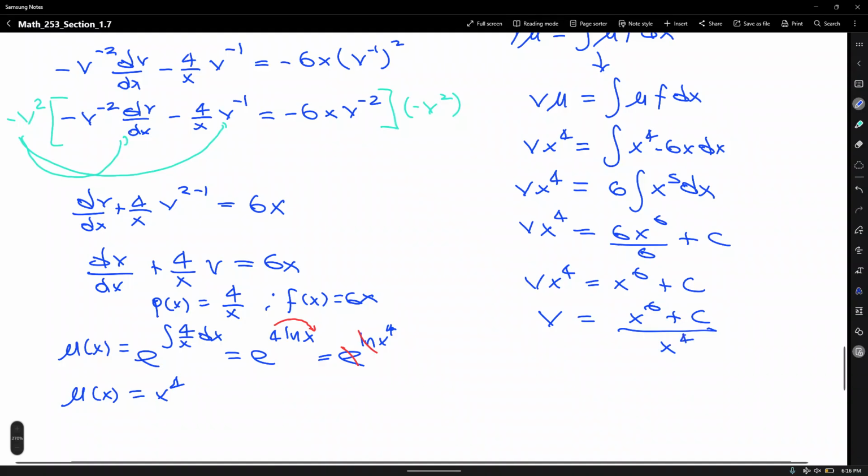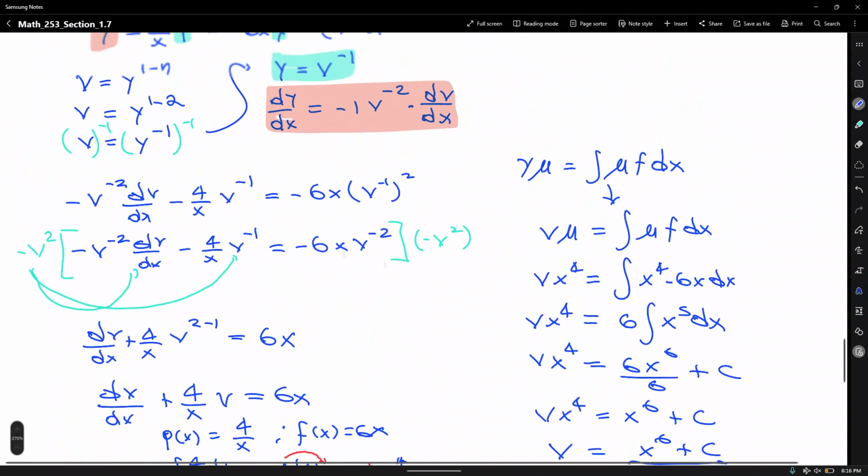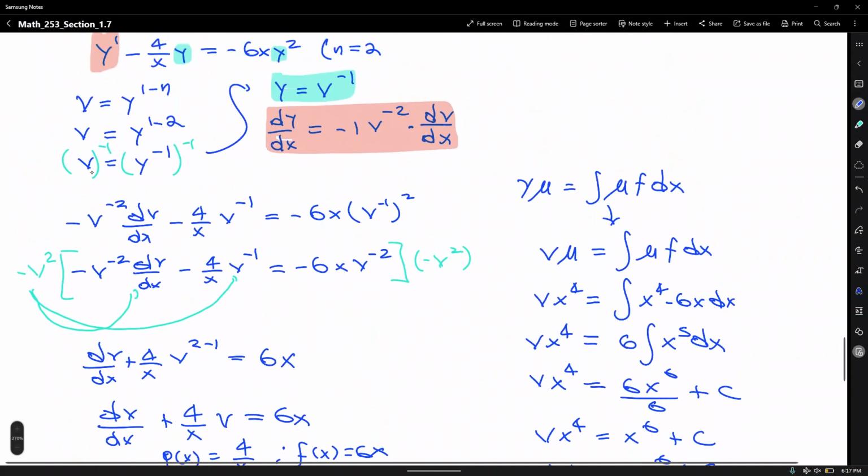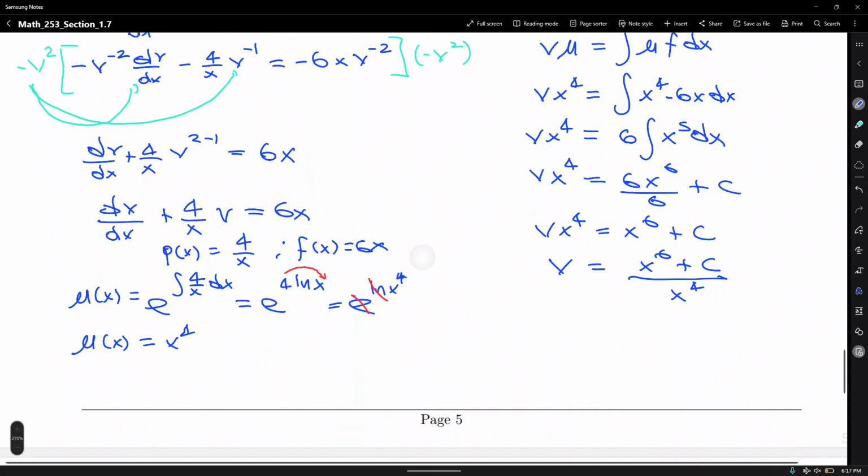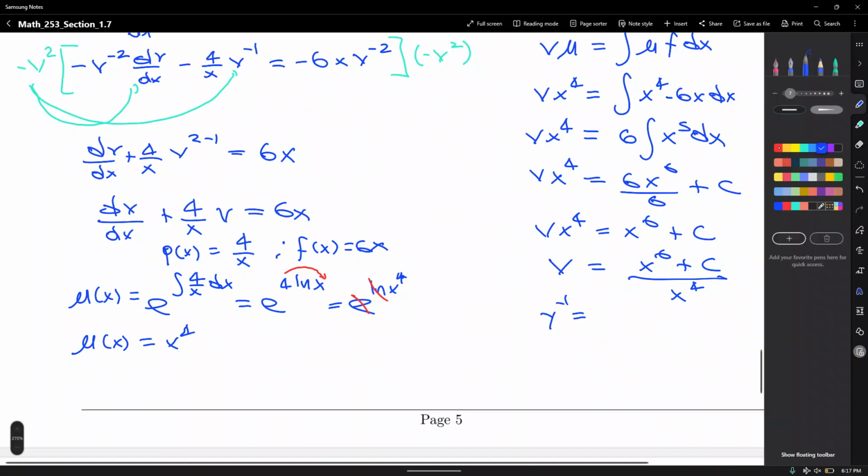So we're done with solving the differential equation. However, we need to back substitute for our variable v. What did we say about v at the beginning of the problem? Remember? So v, wasn't that y to the negative 1? So v equals y to the negative 1.